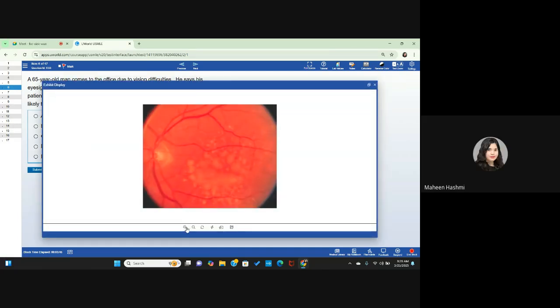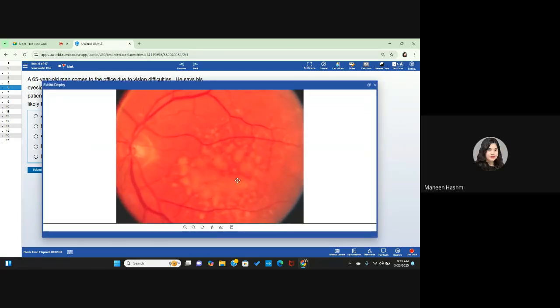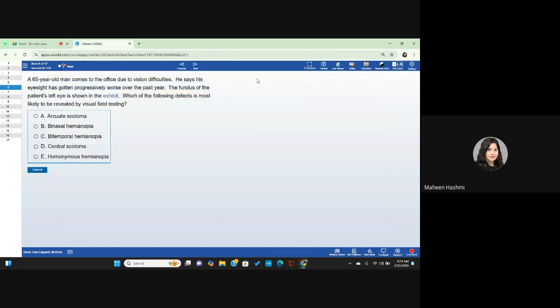All right. What's this? Drusen, maybe? Drusen, where do you see them? Age-related macular degeneration. All right. Macular degeneration, in dry type.